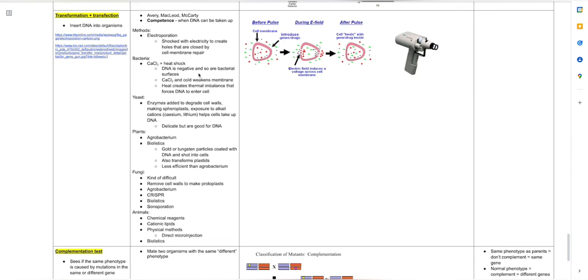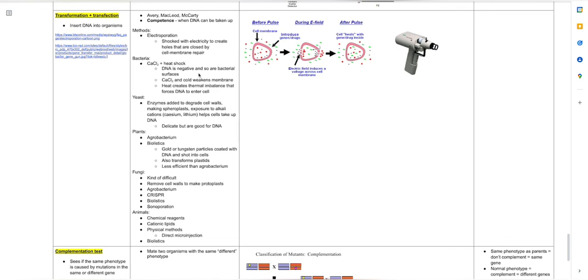And then CaCl2 and the cold, so you would put your bacteria in a cold place before you heat shock it. It weakens the cell membrane, and then the heat shock creates a thermal imbalance that kind of forces the DNA to go into the cell.